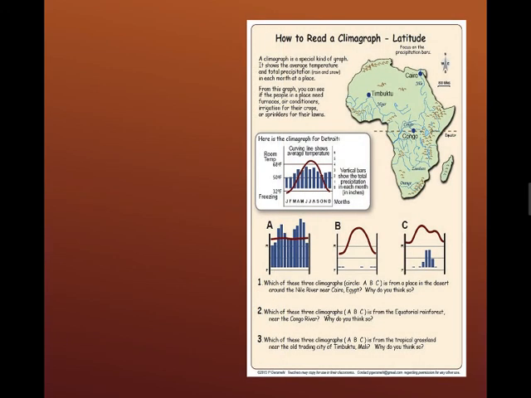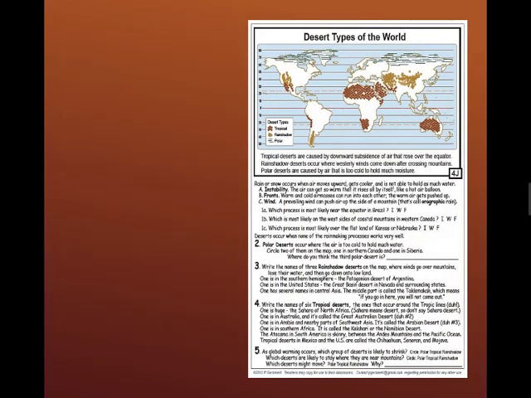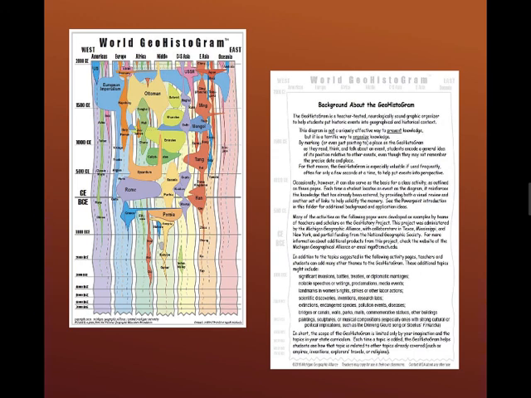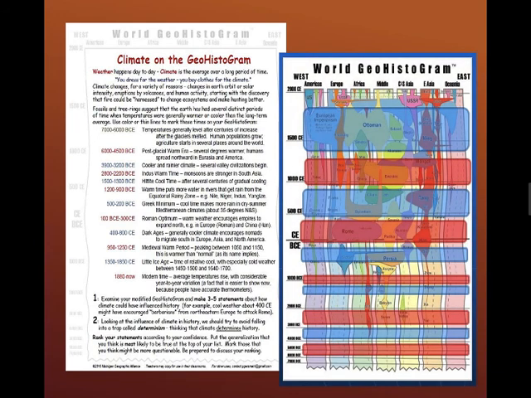And there's an activity that links that because about 30 states have got a standard about reading climatic graphs. We've got a separate activity about the Desert Maker and an activity about the major deserts of the world. These two activities come from a book called Teaching Geography. There's a handout about the world geohistogram and a page of background that recaps what I said in the PowerPoint, and then the activity about climate on the geohistogram, along with an example of what it looks like when you've got it all done.